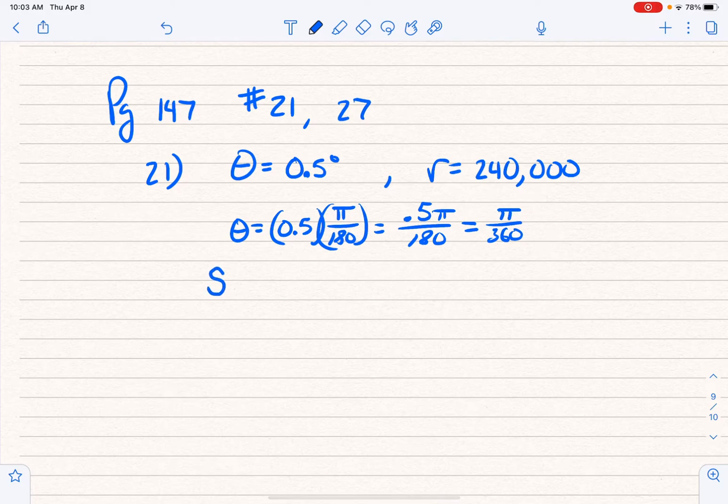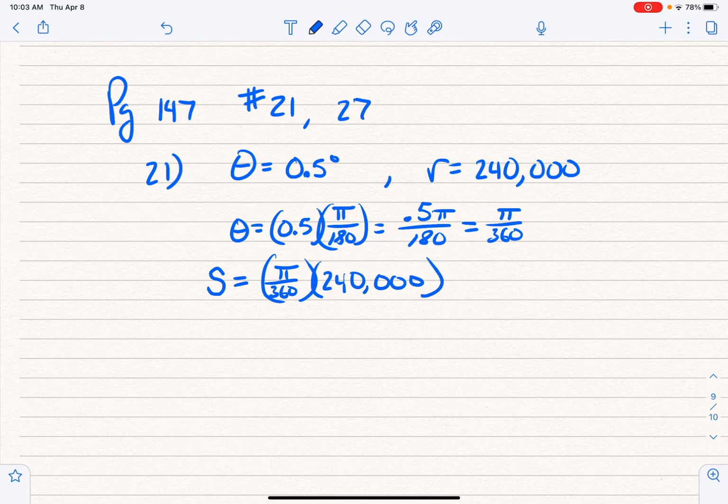Okay. And so the arc length, which is going to be kind of equivalent to the diameter of the moon in this situation, is going to be equal to pi over 360 times 240,000 miles. And so I plugged that into a calculator because at this point, the exact answer is pretty ugly. So it says, find it to the nearest 100 miles. And so you go, okay, pi divided by 360 times 240,000 miles. And that gives me about, what do you get? If you round it to the nearest 100 miles, I get about 2,100 miles.